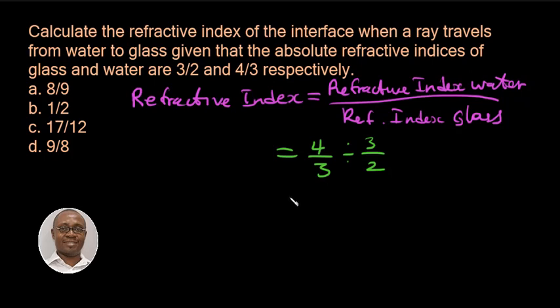Okay, so mathematically, if we are to convert the division sign, which means the denominator will become the numerator, that is, it will be inverted. So we have 2/3. Okay, so now 4 times 2 will give us 8. 8/3 times 3, which is 9. So this is the refractive index. So the answer option A is the right answer.